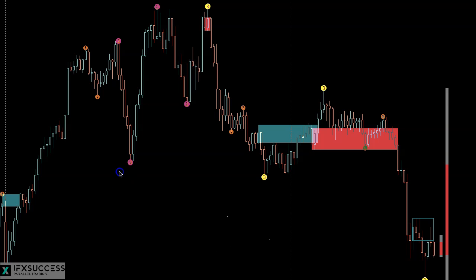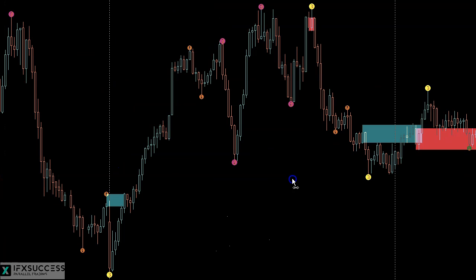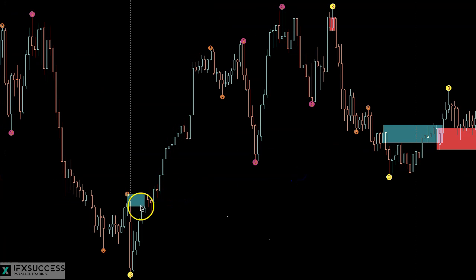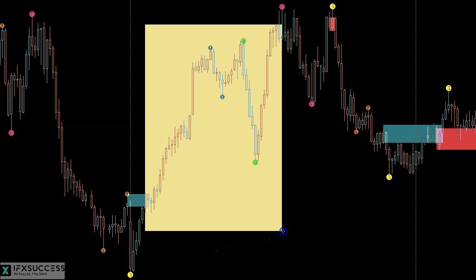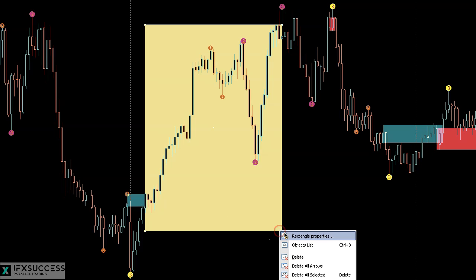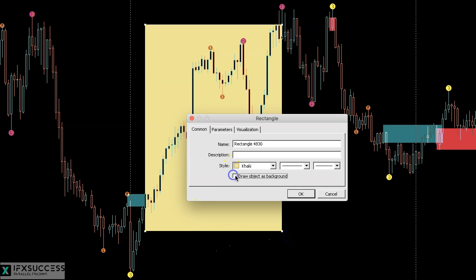But right over here we had a nice bullish breaker, and let's see what was going on under the 4-hour time frame. Let's just have this open rectangle.